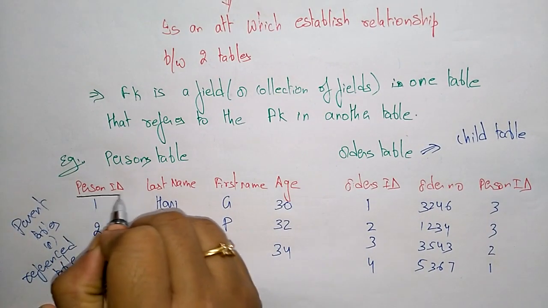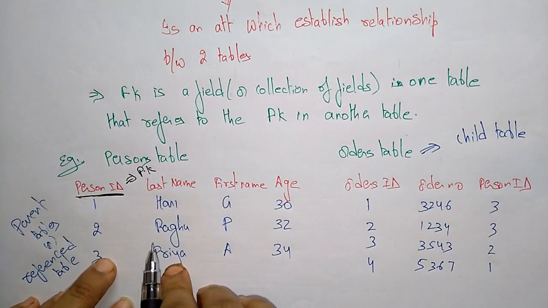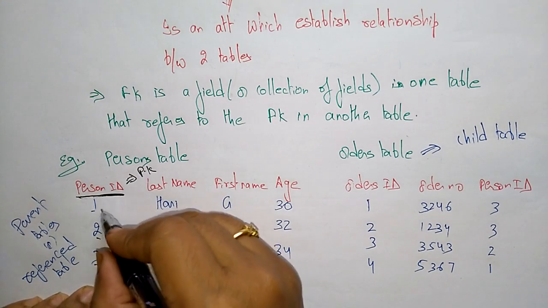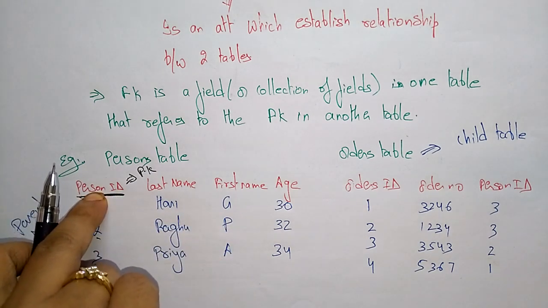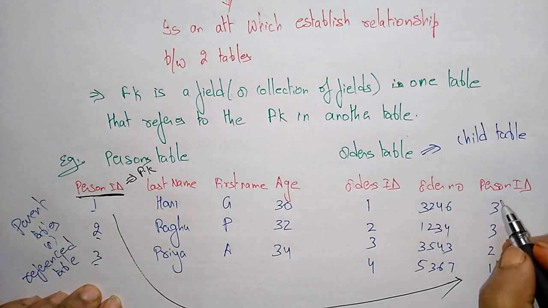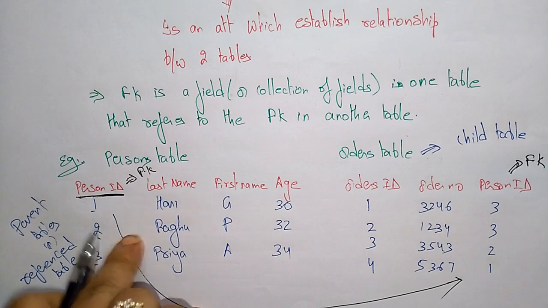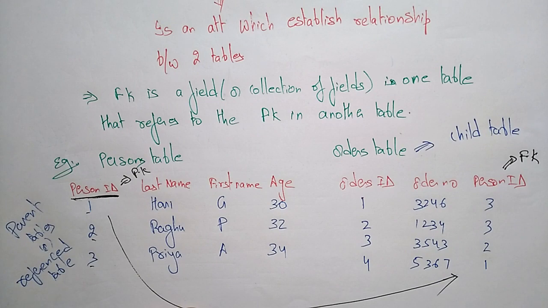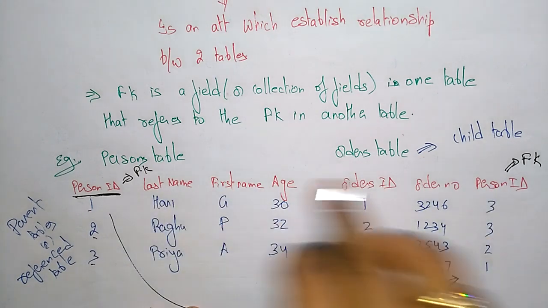Here this person ID is the primary key in the parent table. The person ID should be unique, so no redundant data should be allowed here. So this is unique: 1, 2, 3. So this person ID is a primary key in the parent table. I'm using this person ID in the orders table. So the person ID here acts as a foreign key, whereas in the parent table it acts as a primary key, and in the child table it acts as a foreign key. I hope you understand.